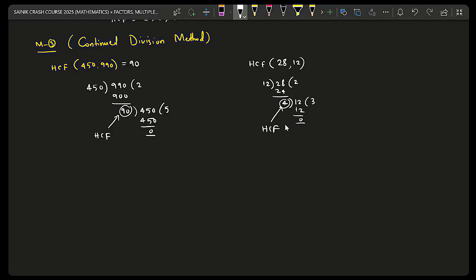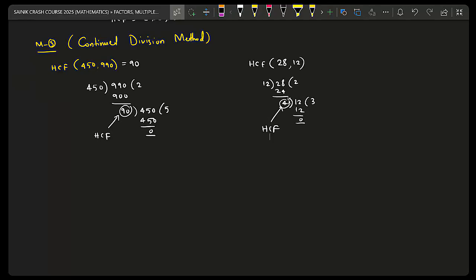So any doubts till method number 3? You can raise your hand. I'll clarify because there are 2 more methods we are going to discuss. Vaishnavi, any doubts? Vaishnavi?